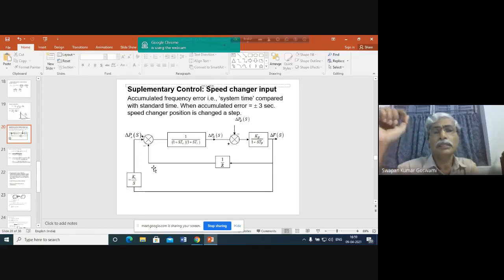In the economic dispatch, what you do is change the power output of the generator. In the frequency control problem also, you are actually changing the power output of the generator. Here the intention is to control the frequency. There the intention is to minimize the cost of generation. And these two problems together are called automatic generation control, sometimes referred to as AGC.